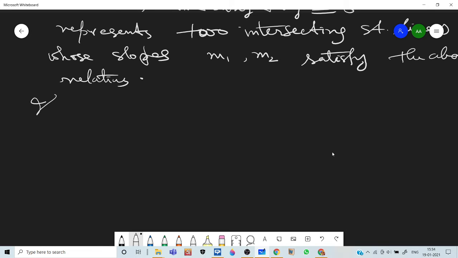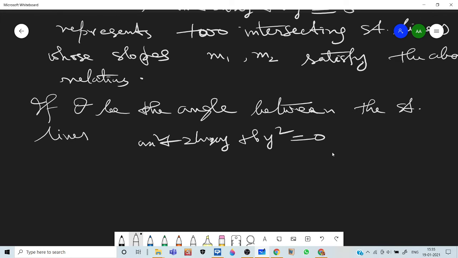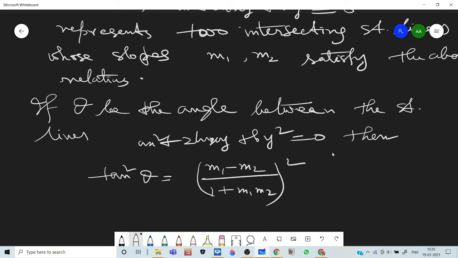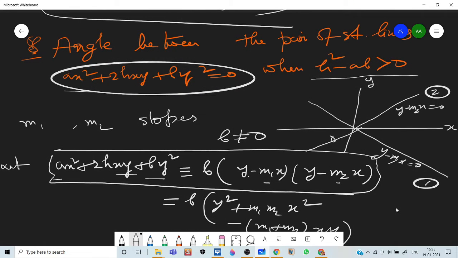If theta be the angle between the straight lines ax square plus twice hxy plus by square equal to 0, then tan theta equals (m1 minus m2) divided by (1 plus m1 into m2), because theta is the angle between the two straight lines. This is the angle between the first straight line and the second straight line. Suppose this is the angle theta between the first straight line and the second straight line. The slope of the first straight line is m1 and the slope of the second straight line is m2.